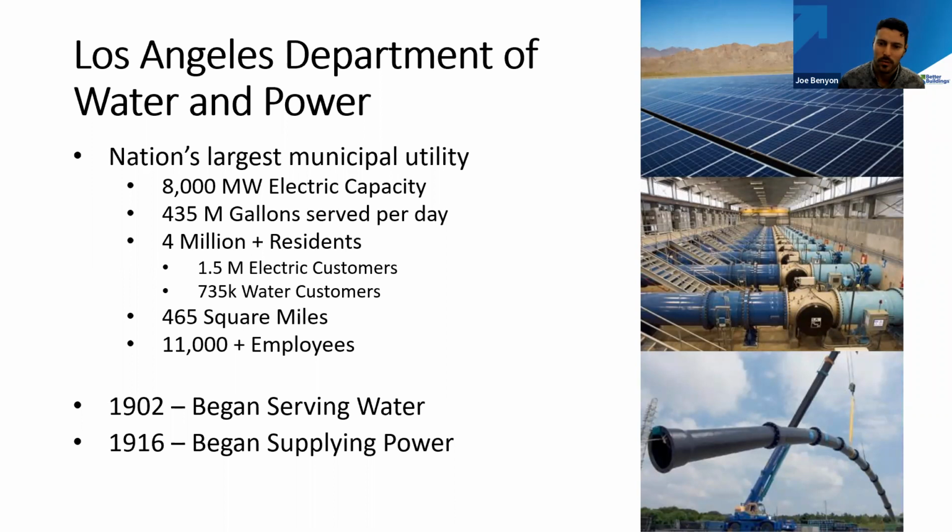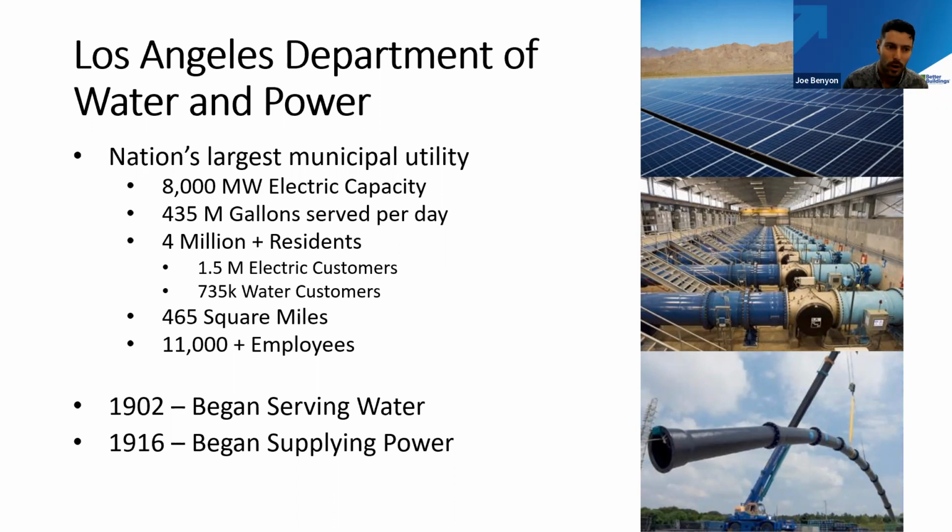As Bruce mentioned, we are a municipal utility. We're actually the nation's largest. We consist of a power system and a water system. So the water system does end up purchasing water from itself, from its brother.